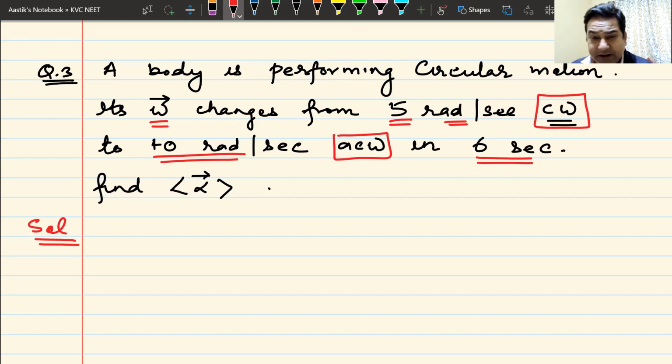I have written omega as a vector because omega is a vector. I have written average angular acceleration as a vector because it is also a vector. I'll give you 2 minutes to solve this one. Your time starts now.